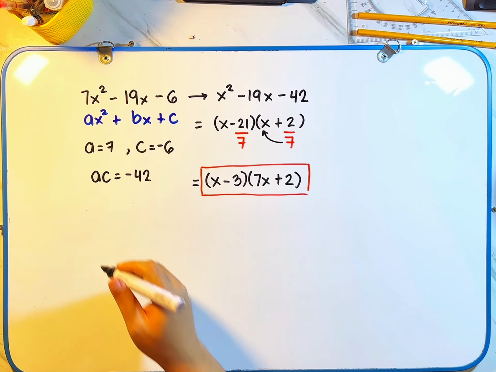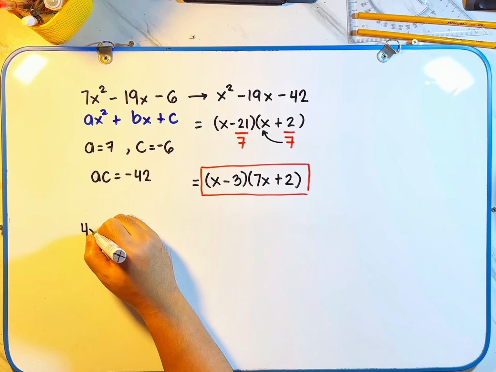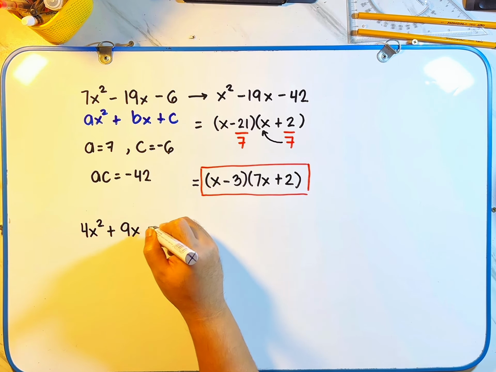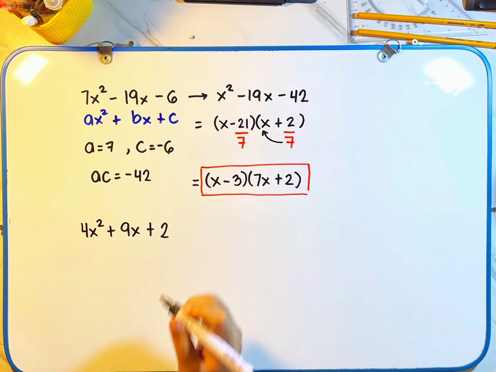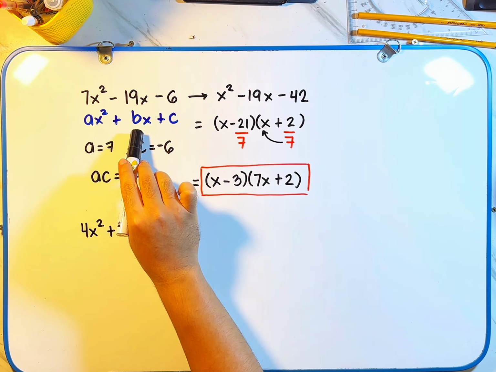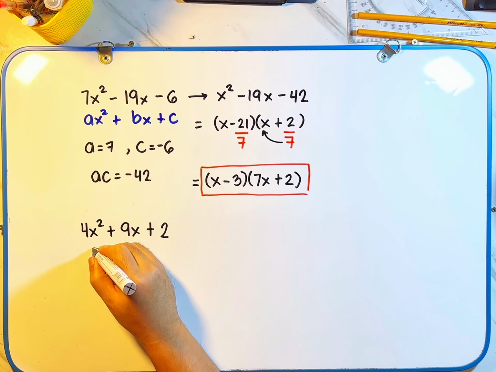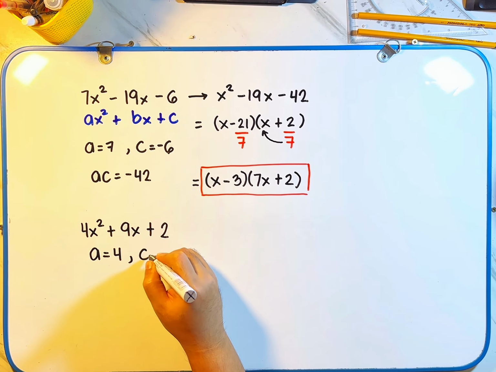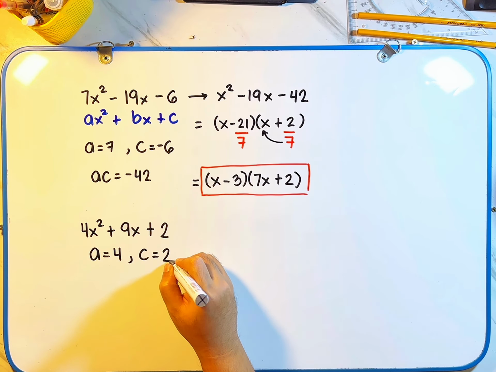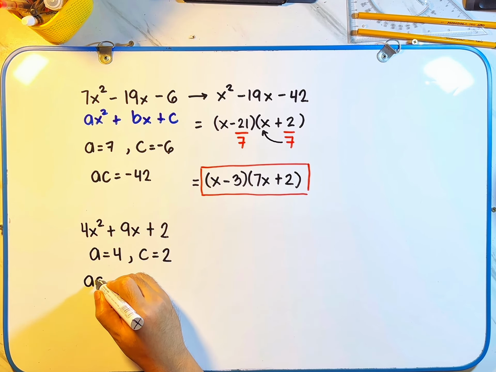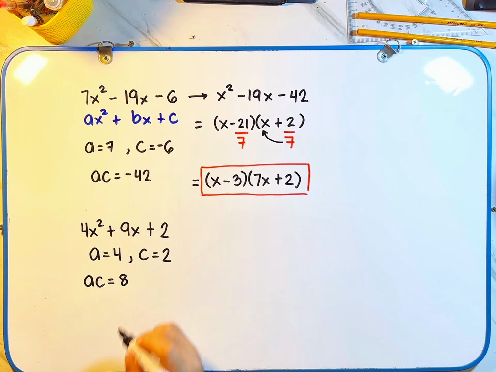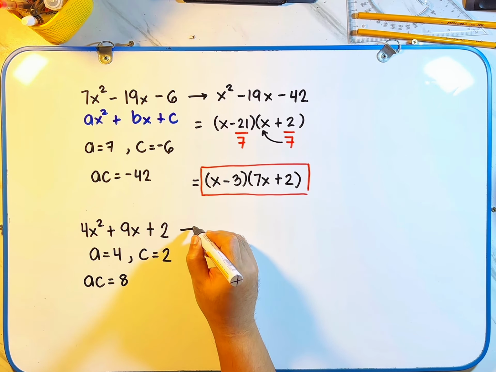Next, let us try to factor 4x squared plus 9x plus 2. Again, this is in the form of ax squared plus bx plus c. Let us write a is equal to 4, the leading coefficient, while the constant term c is positive 2. Therefore, the product a times c is 4 times 2. That is 8.